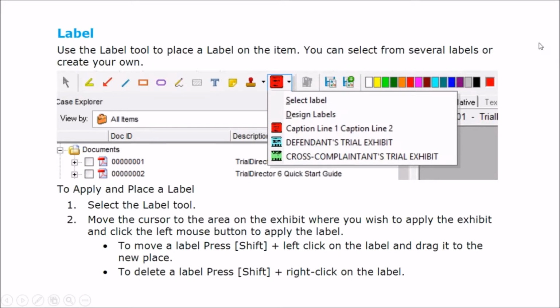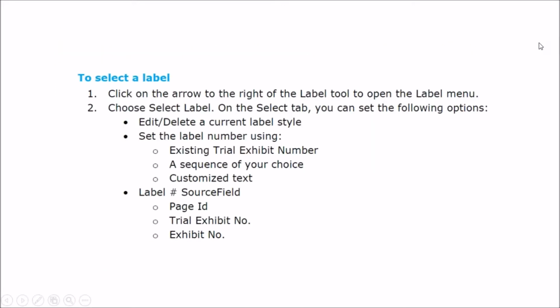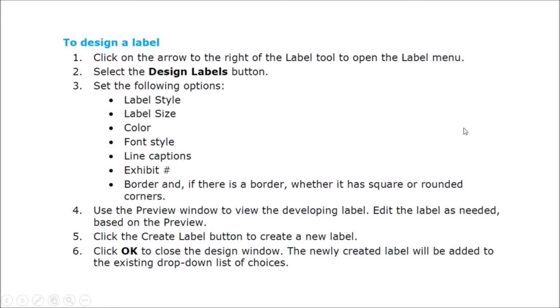And again, to select the label, you just click on the arrow to the right of the label tool to open the label menu, and then select label. On the select tab, you can set the following options: edit, delete a current label, set the label number using existing trial exhibit numbers, or a sequence of your choice, or customize text. And then the label number source field option, the page ID, the trial exhibit number, and the exhibit number itself also are options for you.